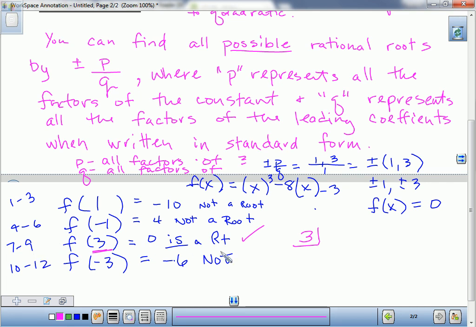So as soon as you get to the first one that works, if you're starting with a cubic, that's all you need. If you were starting with a 4th degree polynomial, you need 2, because when you divide synthetically twice, then you get it down to a quadratic. So your whole goal is to get this down to a quadratic, whatever function you're starting with.